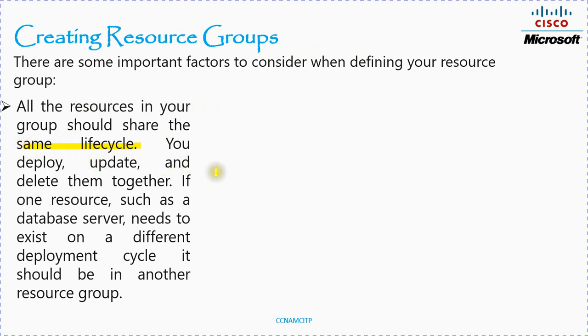The next one is you deploy, update, and delete them together. So you can delete, you can update, and you can deploy together. If one resource such as a database server needs to exist on a different deployment cycle, it should be in another resource group. So you can create multiple resource groups, but if you have a resource in a group, it should remain there only. It cannot be here and there. You cannot create one resource in two groups, very simple, but you can have multiple resource groups.